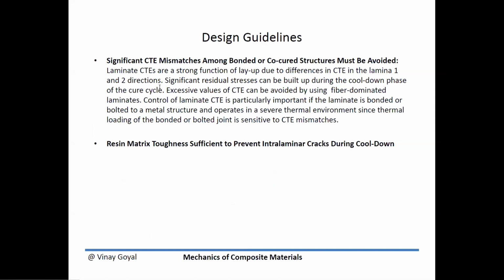Another thing I have not pointed out here is that using a larger fraction of plus minus plies in the shear dominated regions is a good idea, because shear loads are best handled with plus minus plies in a structure. We talked about that, plus minus 45 degrees. When we worked on optimization, I showed you how the plus minus 45 degrees will come up anytime we needed some shear being applied. Significant CTE mismatches among the bonded or co-cured structures must be avoided.